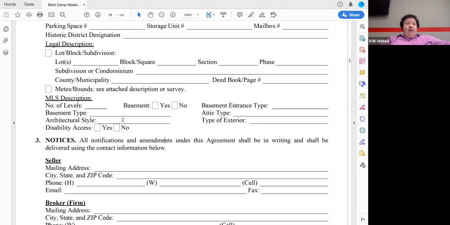Type of exterior. Is it vinyl? Is it brick? Is it brick and vinyl? Is it hardy plank? Is it stone? Is it real stone? Is it fake stone? Whatever it is, you're going to get some of that information from the tax record based on the last time it was sold, but it may or may not be accurate. So you physically inspect it. Most places are not full brick. The majority of them are brick veneer.